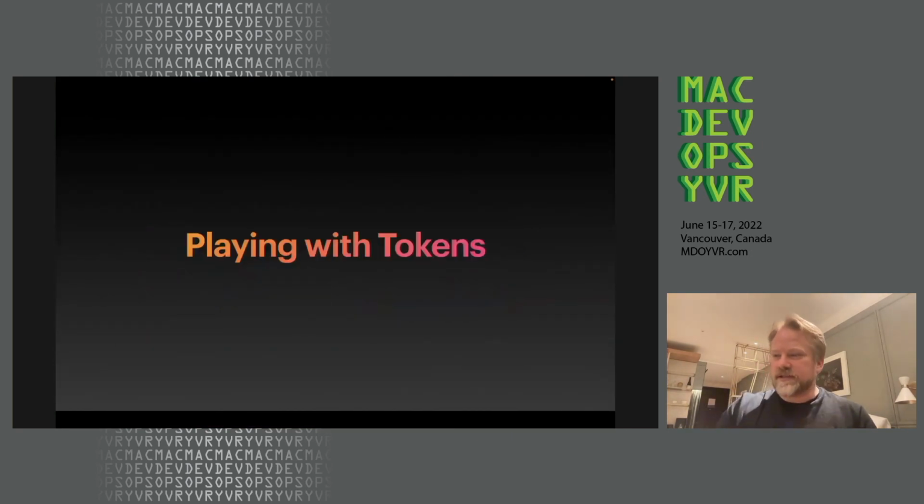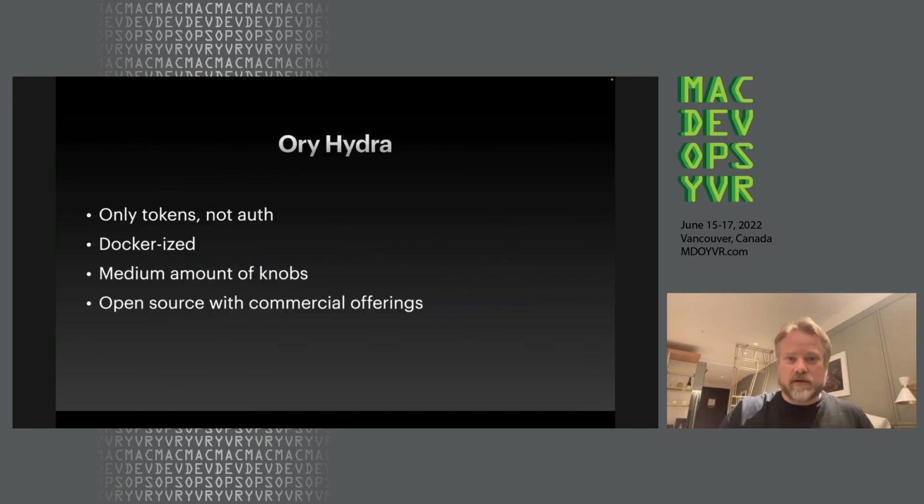So playing with tokens. If you want to get more engaged in this, I was actually using a copy of some open source software called ORY Hydra, sorry, getting late over here. It only does tokens, doesn't do any authentication whatsoever, but it's very easily Dockerized with a medium amount of knobs on it. Open source, written in Go. I'm really liking Go. I like Go a lot better than Python. I still find Swift much more conversant for me and easier to work, but Go is pretty nice for doing web services and things like that.